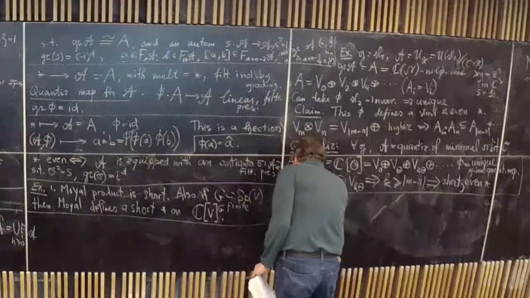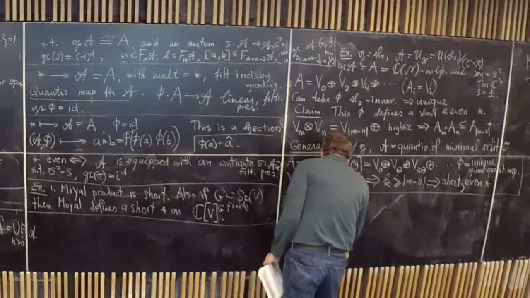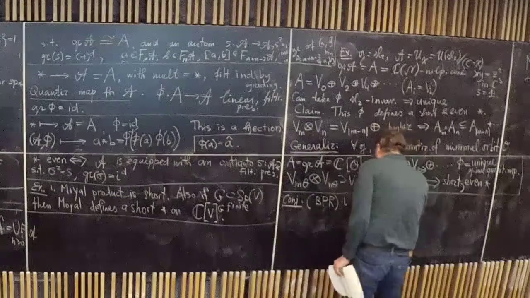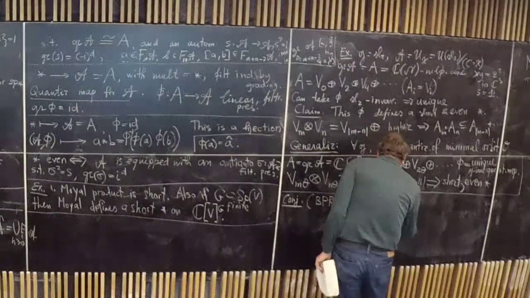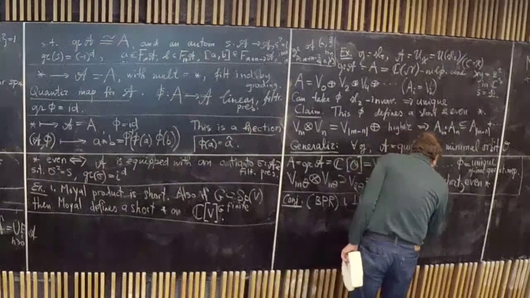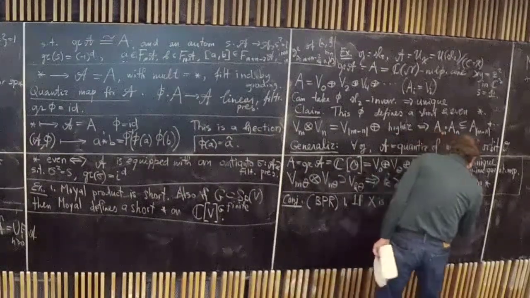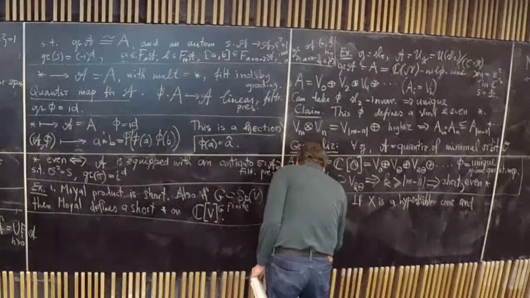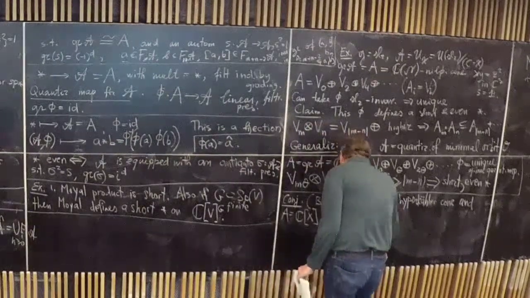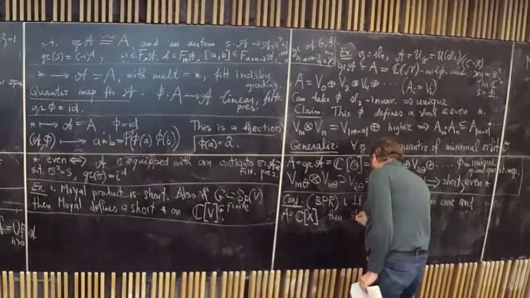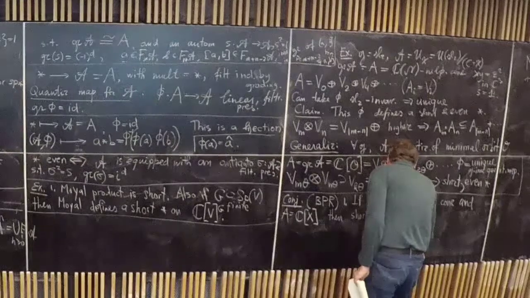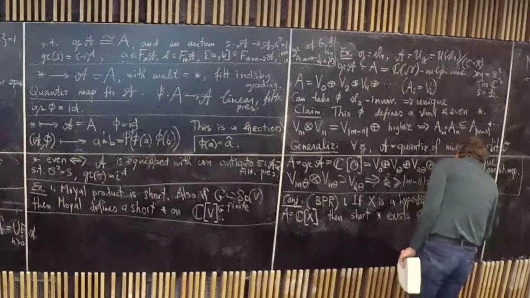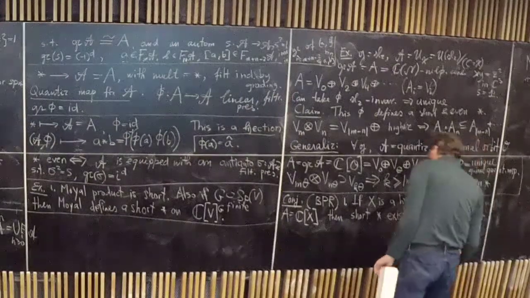There is a conjecture of Beem, Peelaers and Rastelli. And the conjecture consists of two parts. First of all, it says that if X is a hyper-Kahler cone, and A is regular functions on X, then a short star product exists, at least for generic quantization parameters.